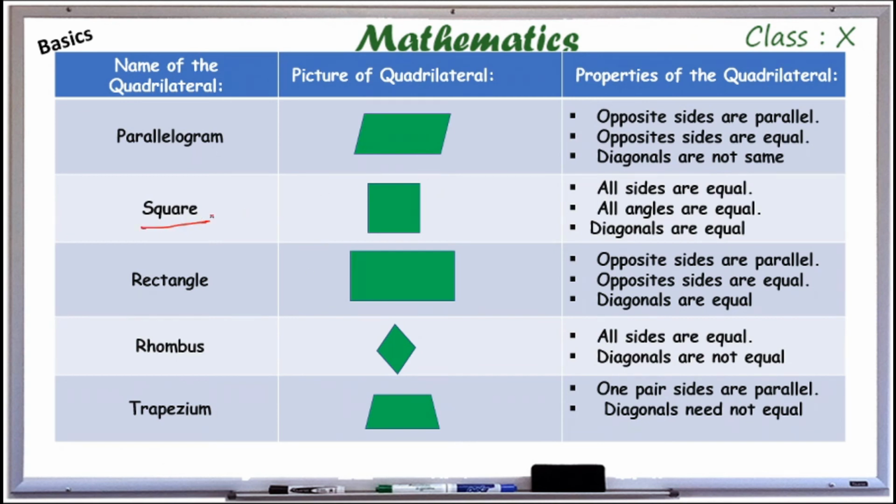And we have a square. Square means all sides are equal. Four sides will be equal. All angles will be 90 degrees, and also diagonals are equal. These two diagonals are equal.